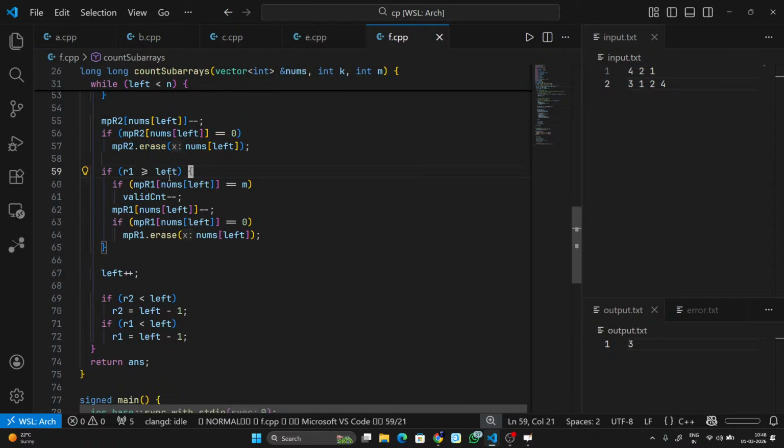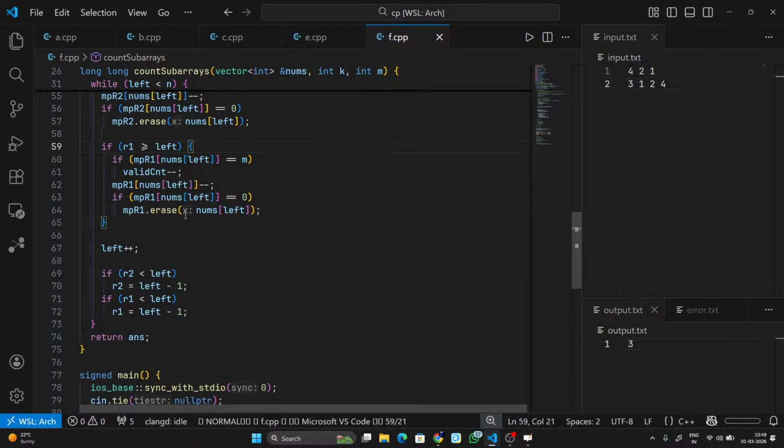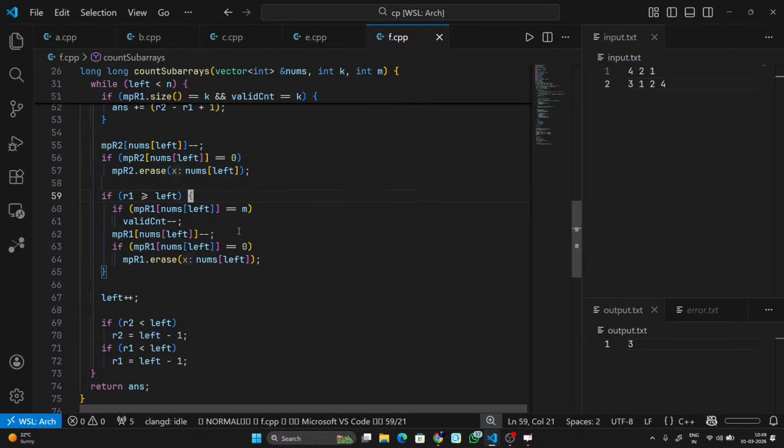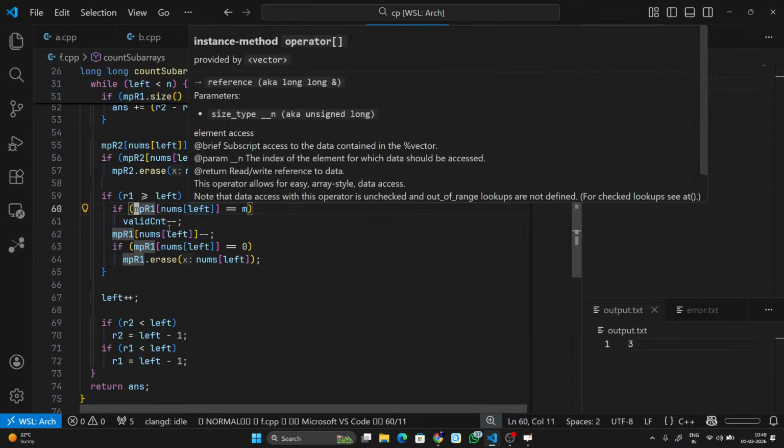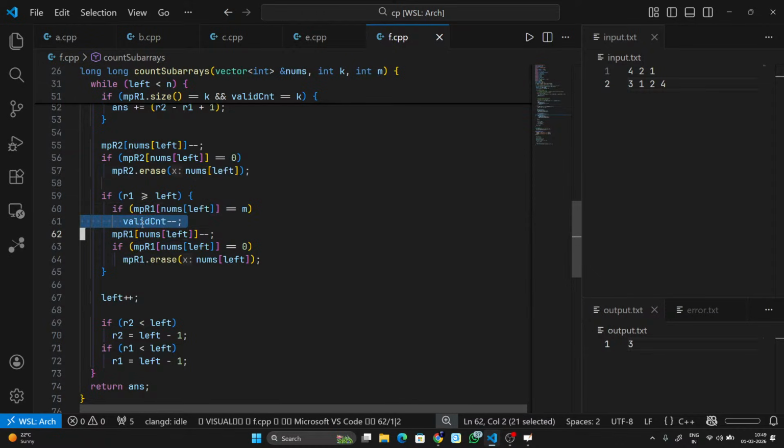And similarly, if R1 is greater than or equal to left, then I will erase nums of left from the map of R2, and then again I will have to check it from the map of R1 as well. But while checking the map of R1, I will have to check for the valid count as well. If the frequency goes less than m, then I will have to decrement the valid count, because now the element will have frequency less than m, so I cannot count it inside the answer.